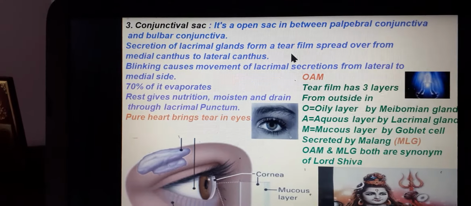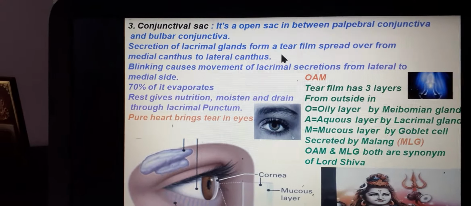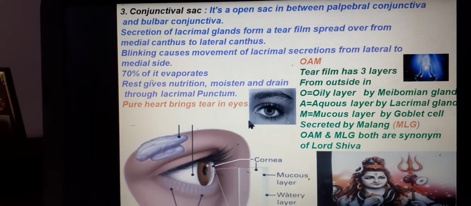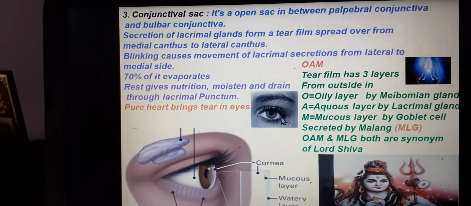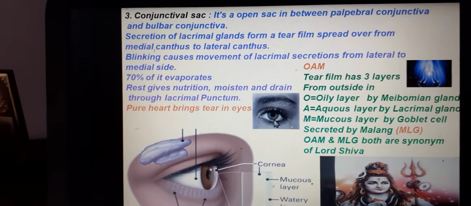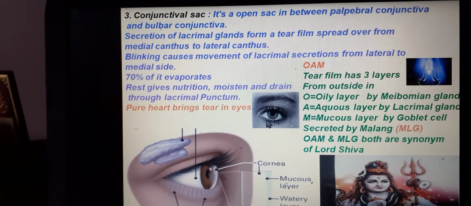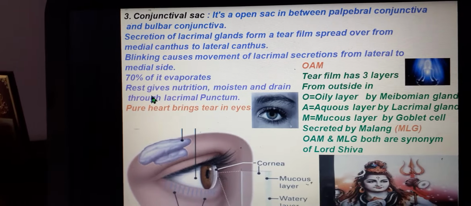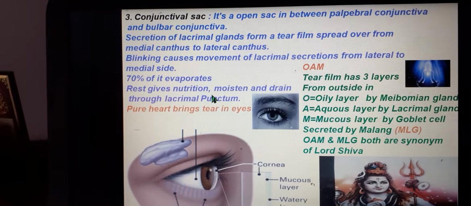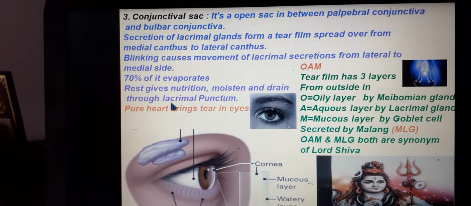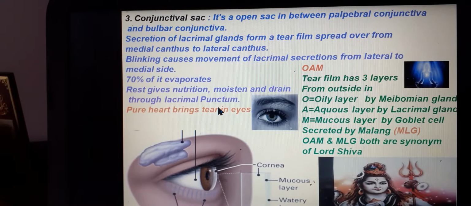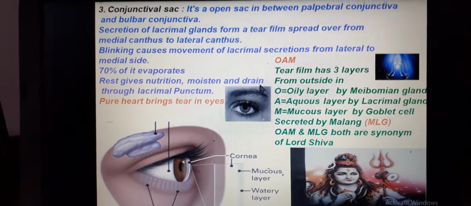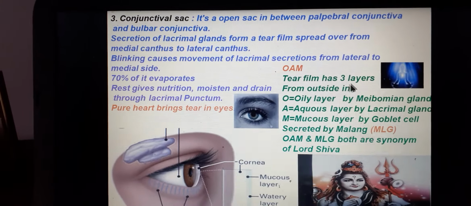Secretion of lacrimal gland forms a tear film spread from the medial canthus to the lateral canthus. This is towards the nose, this is the medial canthus, and this is the lateral canthus, and blinking causes movement of lacrimal secretion from lateral to medial side. 70% of lacrimal secretion evaporates, and the rest gives nutrition, moistens, and drains through the lacrimal punctum. Okay, so how can we memorize? This tear film has got three layers.